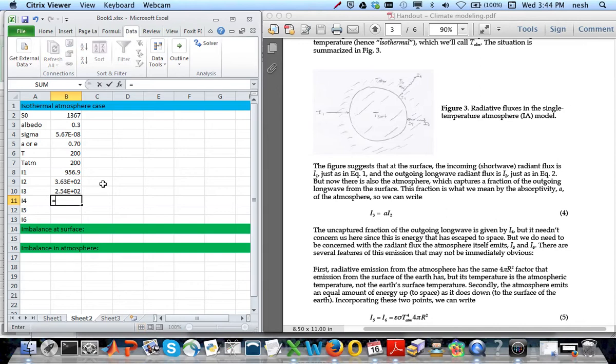All right, I think that's going to be equal to 1 minus the A or E, the absorptivity, and now that times I2. Okay, so that's that one. Now the last two fluxes that we have to worry about is I5 and I6. That's the gray body emission up and down from the atmosphere. If you want to give that one a shot, go ahead.